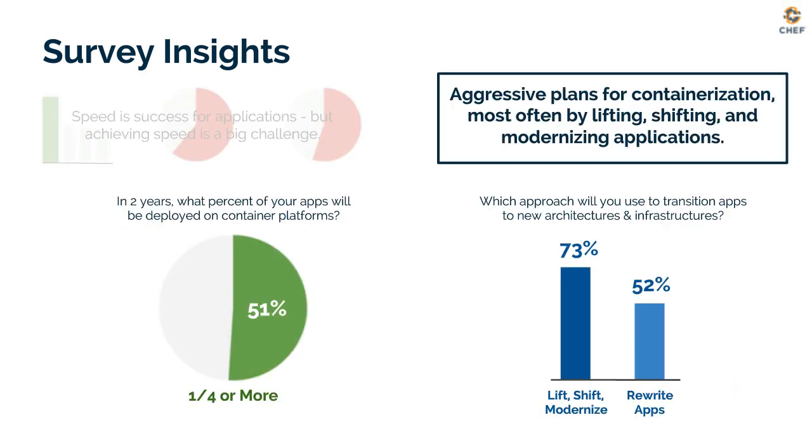Meanwhile, there's quite a bit of optimism and some aggressive plans for containerization. So lower left, over half of respondents expect that they'll get 25% or more of their applications deployed on container platforms within the next 2 years. And to get there, just about 3/4 of people are undertaking some form of a lift, shift, and modernize effort to move those applications into the new architectures. Over half are also rewriting a portion of their application portfolio as well. So undoubtedly, there is a lot of effort going into this.